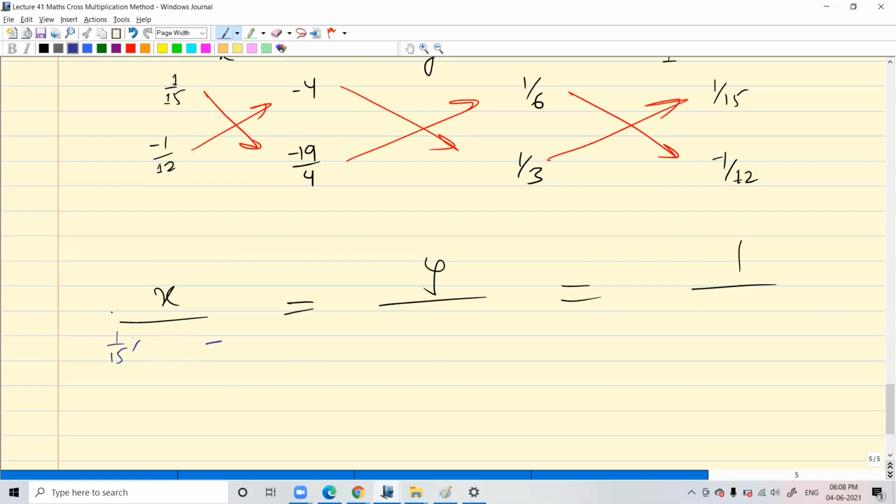So 1 by 15 and -19 by 4 will become minus of this. And there is a minus into minus that will become plus, but we have one more minus in between. Because of that, it will stay minus only. So it will be 1 by 12 into 4. Everyone is okay with this?